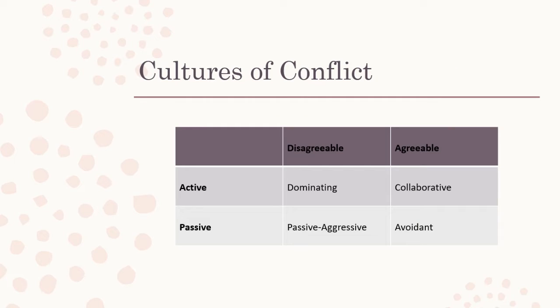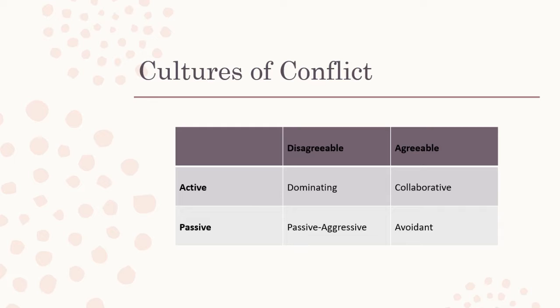So there is a chart that breaks down the culture of conflict and how people address and handle conflict. To review the chart here, the best one is obviously going to be up in the top right, which is collaborative. These are people who are agreeable and active, and so they are actively going to work through conflict to try and solve a problem.